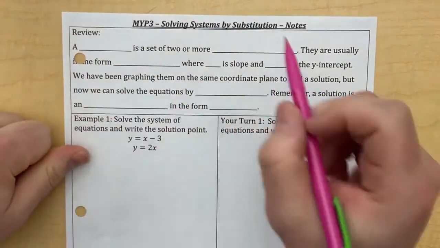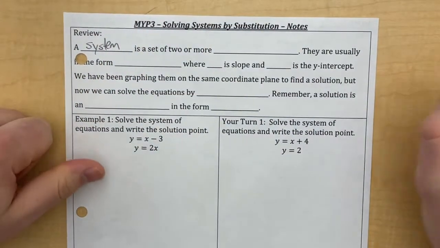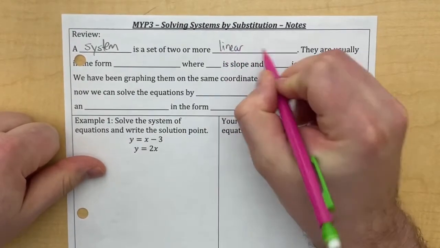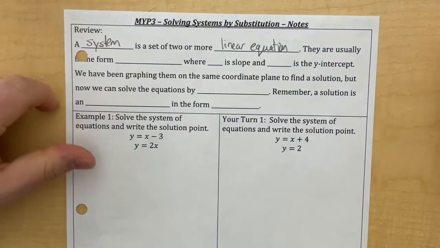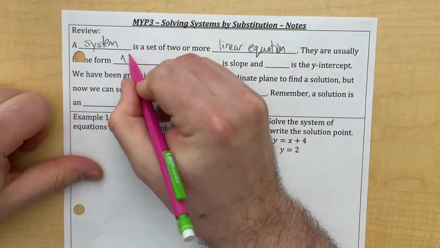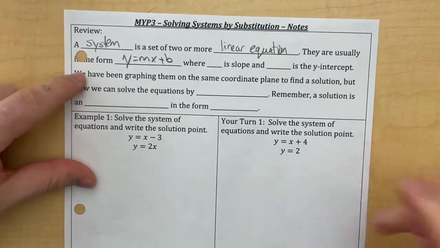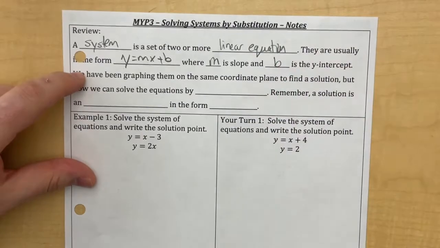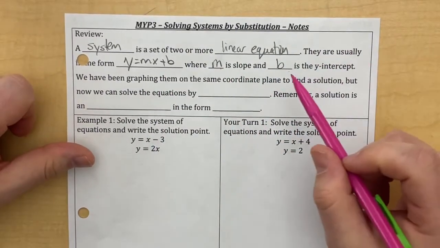So some quick review for you. A system is a set of two or more linear equations. And that's what we have been working with for a while now. They usually are in the form y equals mx plus b, where m is the slope and b is the y-intercept. So again, make sure you're remembering those two points.